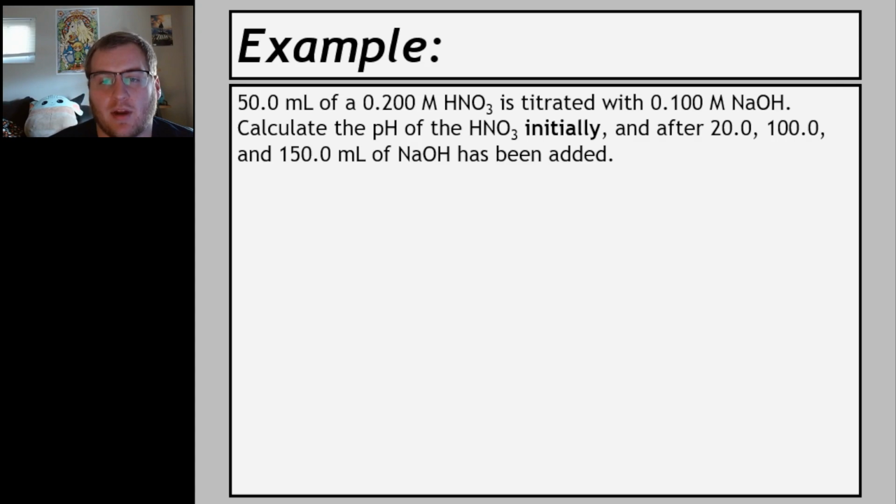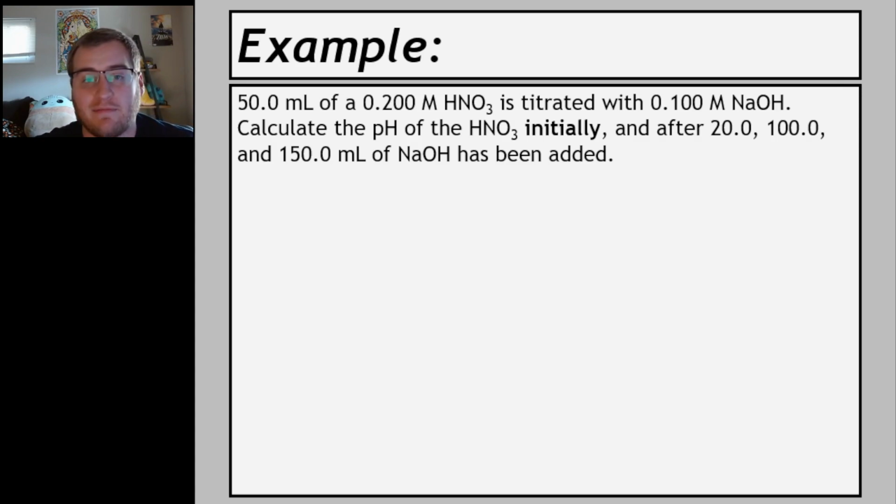So in our example here, we're starting with 50 milliliters of 0.2 molar nitric acid, HNO3, a strong acid. It's titrated with 0.1 molar sodium hydroxide. We want to calculate the pH of the HNO3 that we're titrating 4 different times. We want to know its initial pH, its pH after you add 20 milliliters, its pH after you add 100 milliliters, then its pH after you add 150 milliliters.